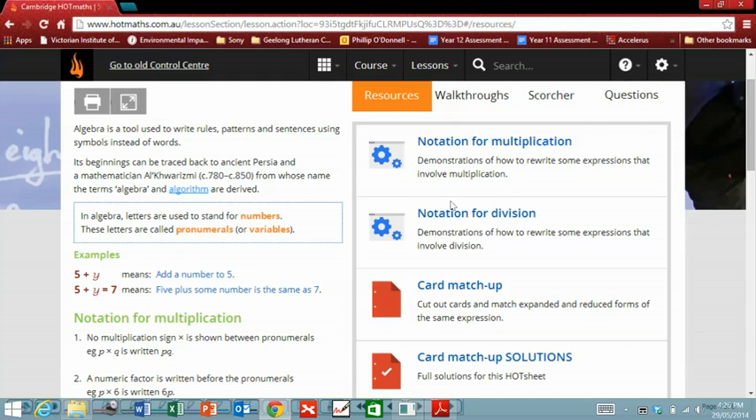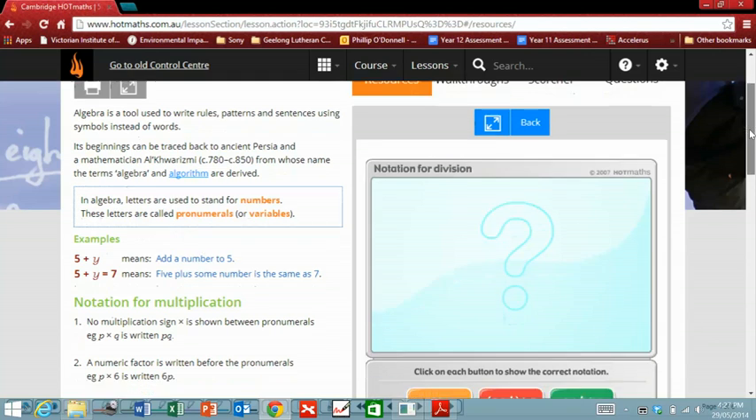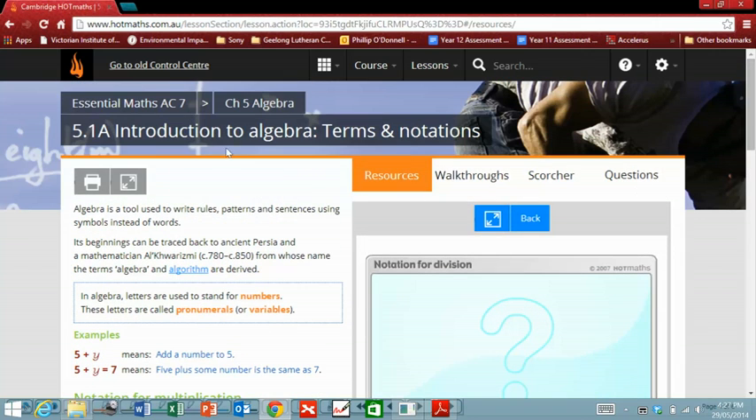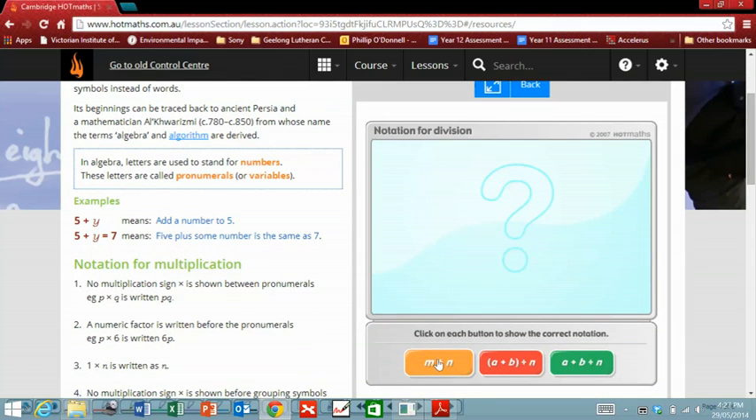Now I think we want to have another look at this notation for division. So that was multiplication. If you want to have a look at that, you can get into your Hot Maths, Essential Maths AC7, look at the 5.1a Introduction to Algebra, and go through the 2 widgets. You can have a look at it again themselves. So m divided by n, but what we actually do is write it like a fraction. That's easy.